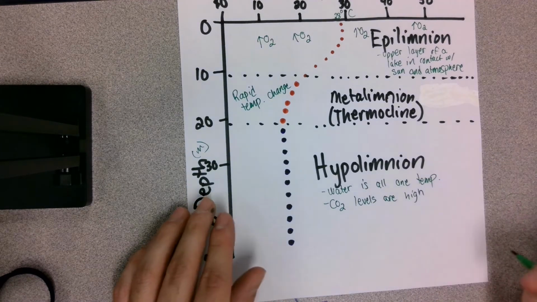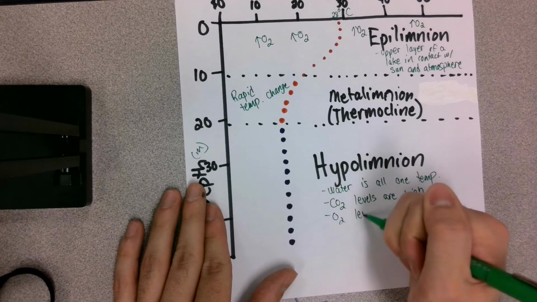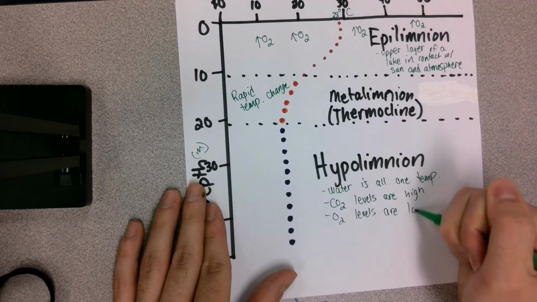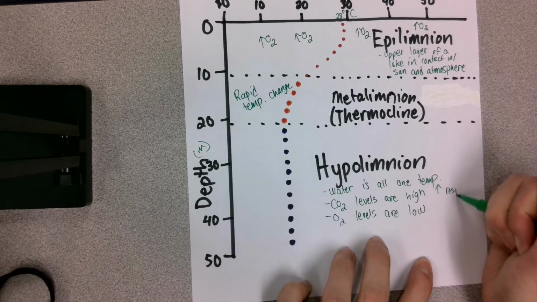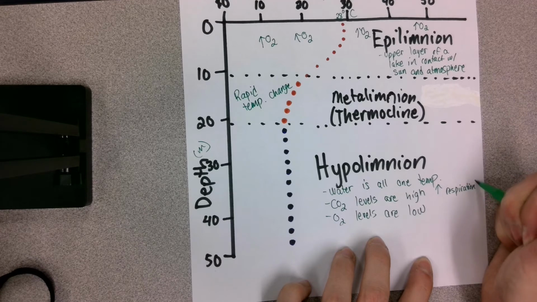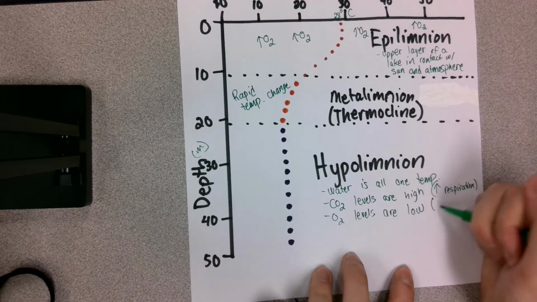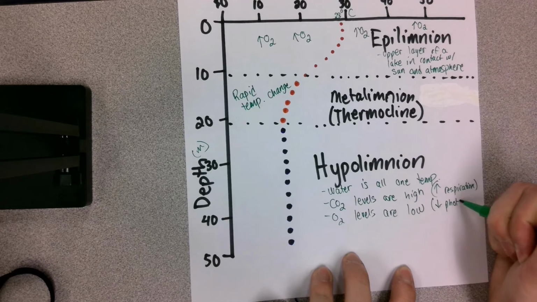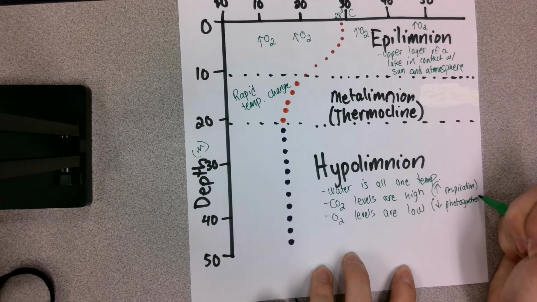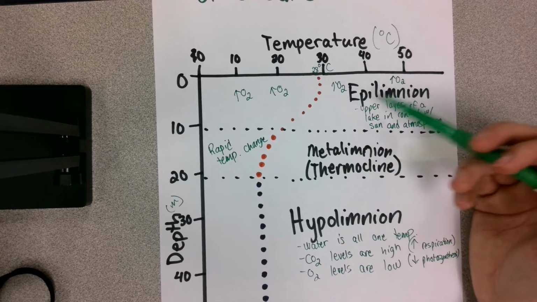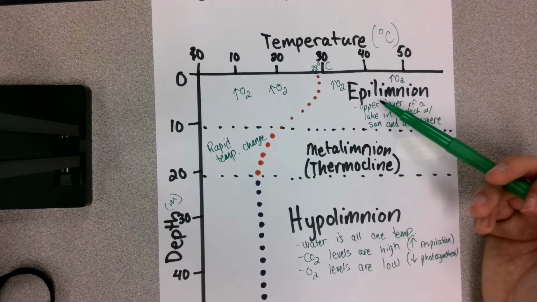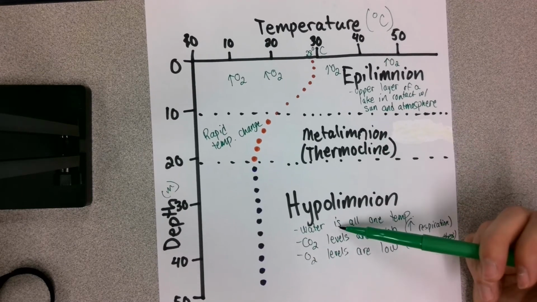Okay. So CO2 levels are high, O2 levels are low because we've got a lot of respiration going on down here. So I'm going to put high respiration. So we've got a lot of respiration going on. Down here we have low photosynthesis, and the reason for that is because there's no sunlight down here. All right, so what happens is during the winter and the summer, the lake will basically turn itself into this. It will have an epilimnion, it will have a metalimnion or a thermocline and a hypolimnion.